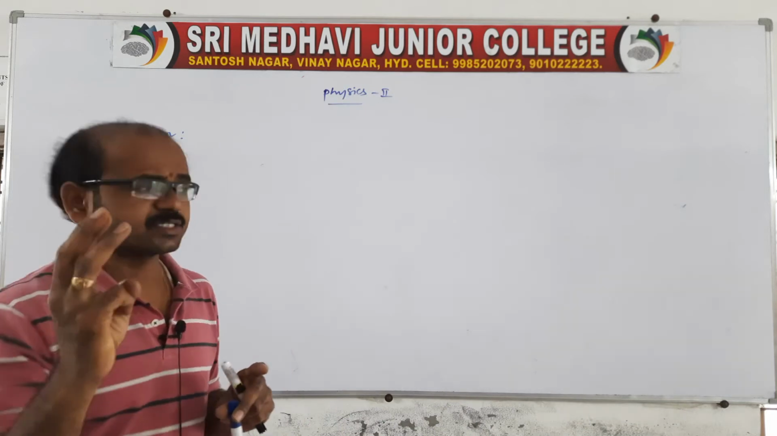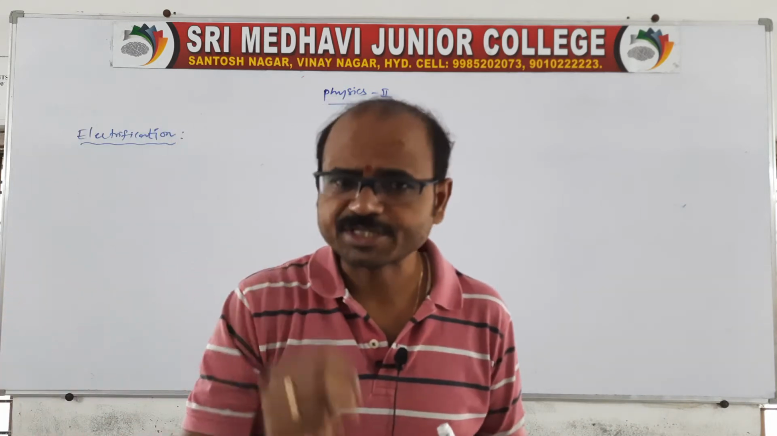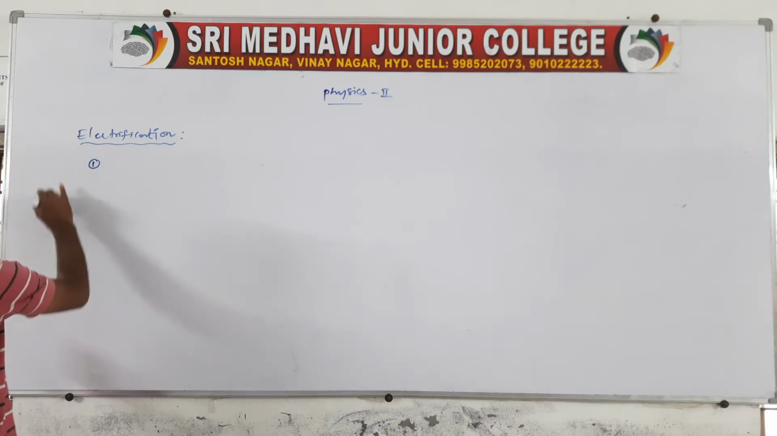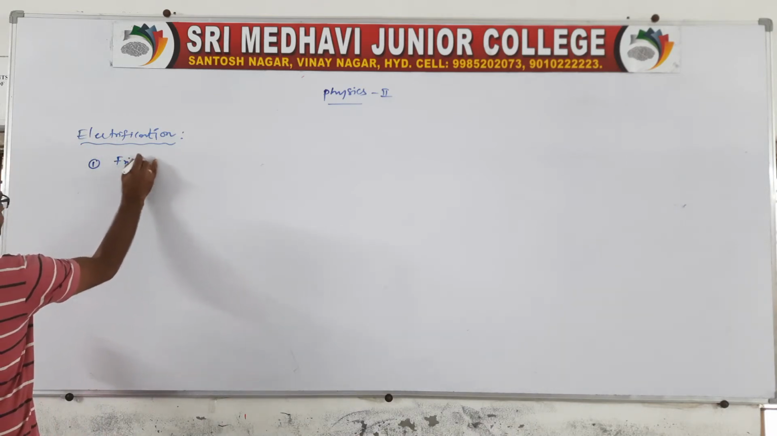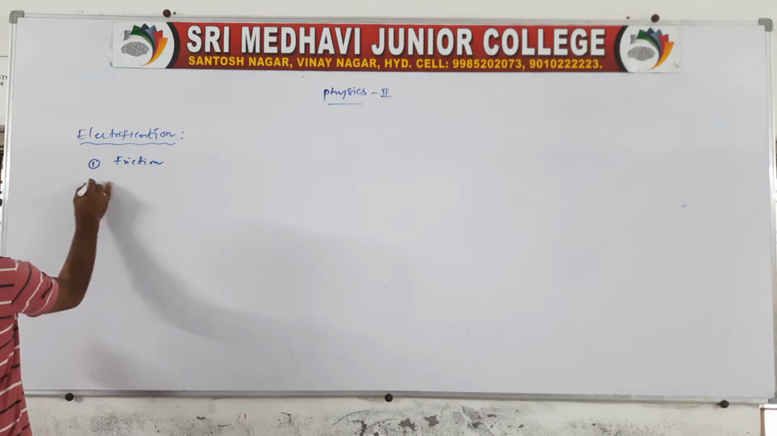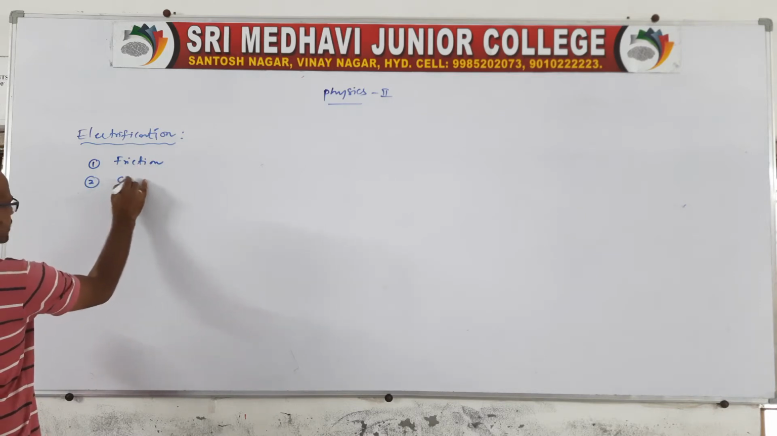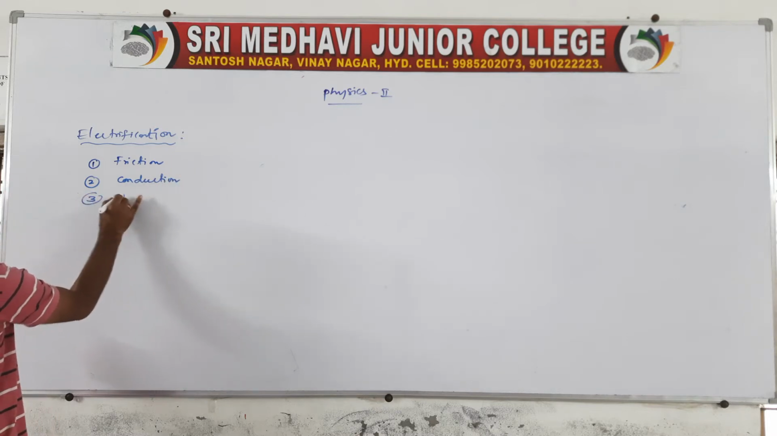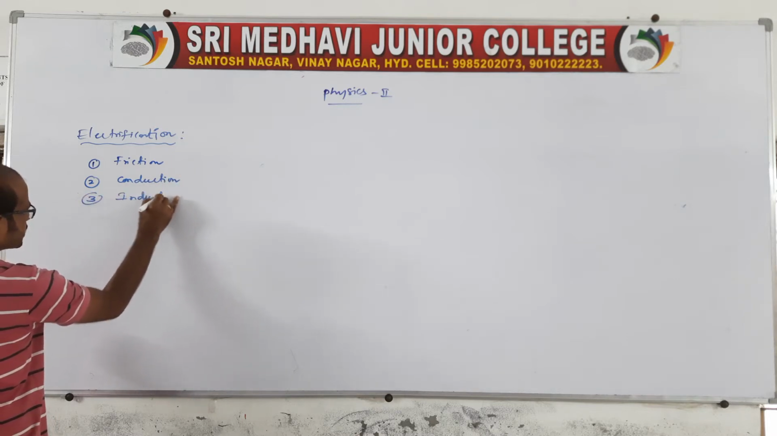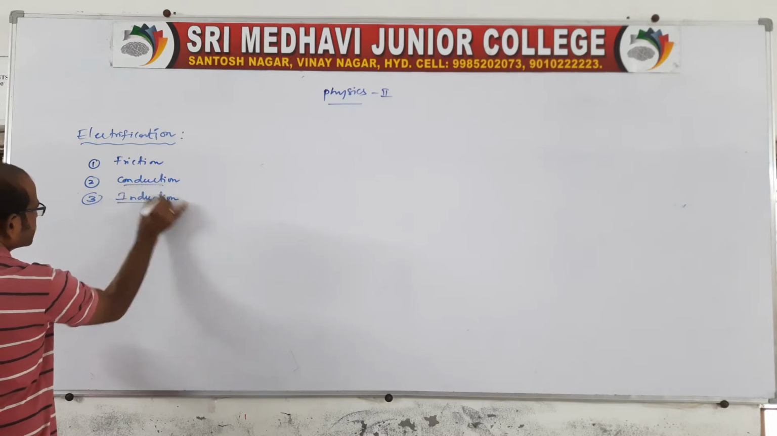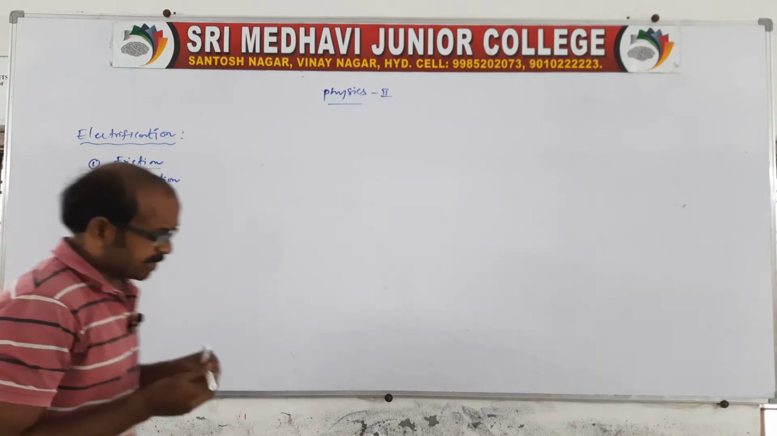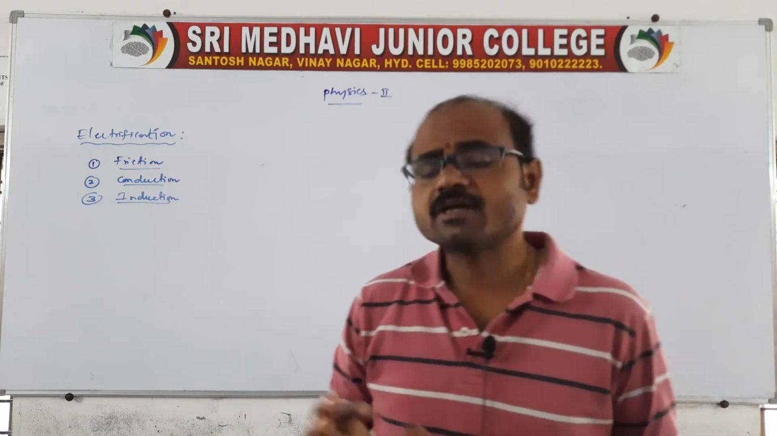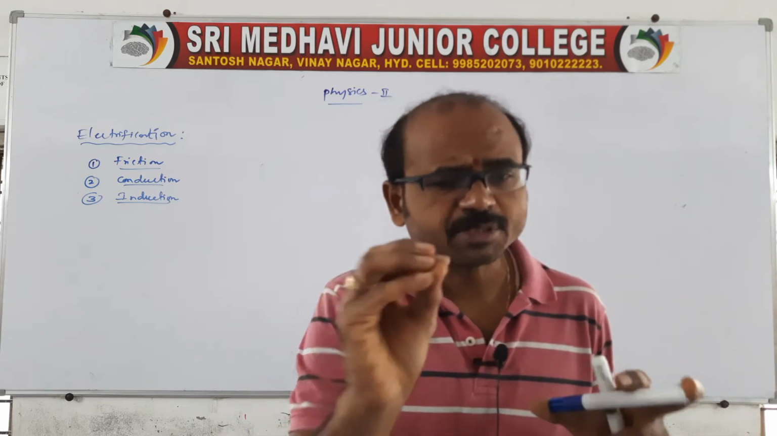Now, there are 3 methods of electrification. The first method is by friction. By friction the body can be charged, and by conduction, the body can also be charged, and by induction, of course, the body can also be charged. Sir, what are all these processes? By friction, I will give a very simple explanation. So by friction the body can be charged.